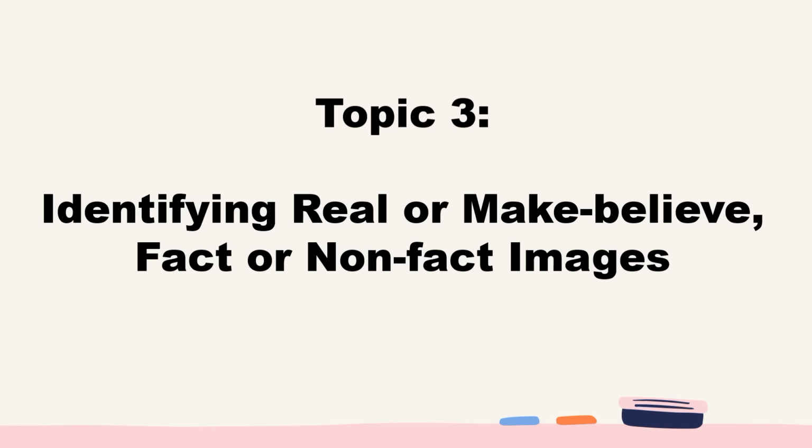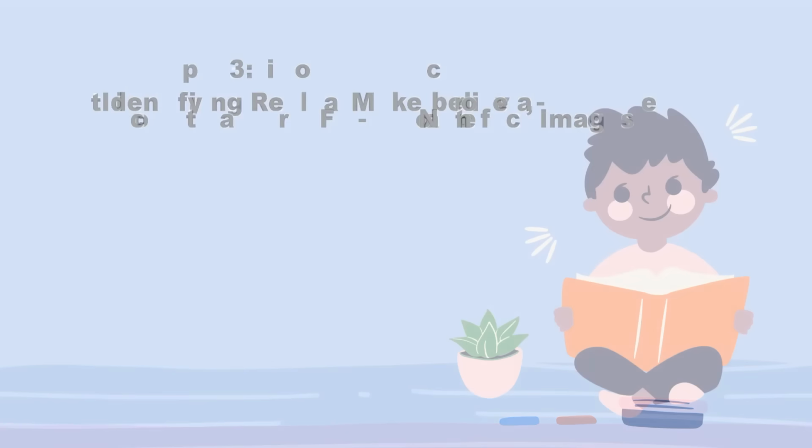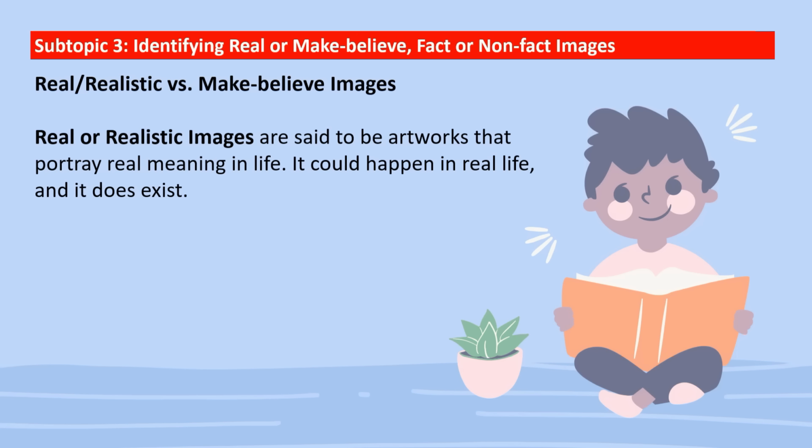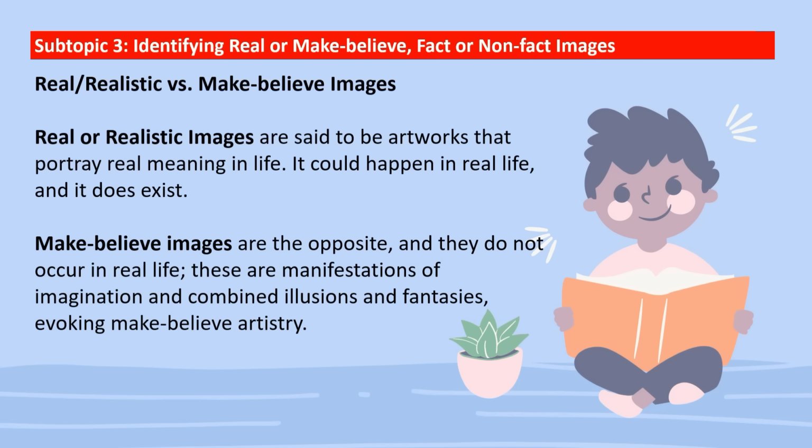Let's now move on to identifying real or make-believe fact or non-fact images. Let's simply compare real or realistic versus make-believe images. Real or realistic images are said to be artworks that portray real meaning in life. It could happen in real life, and it does exist. On the other hand, make-believe images are the opposite, and they do not occur in real life. These are manifestations of imagination and combined illusions and fantasies, evoking make-believe artistry.